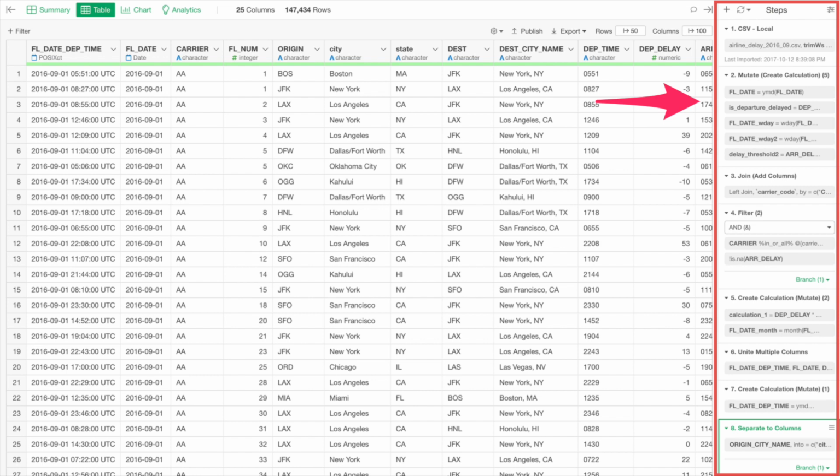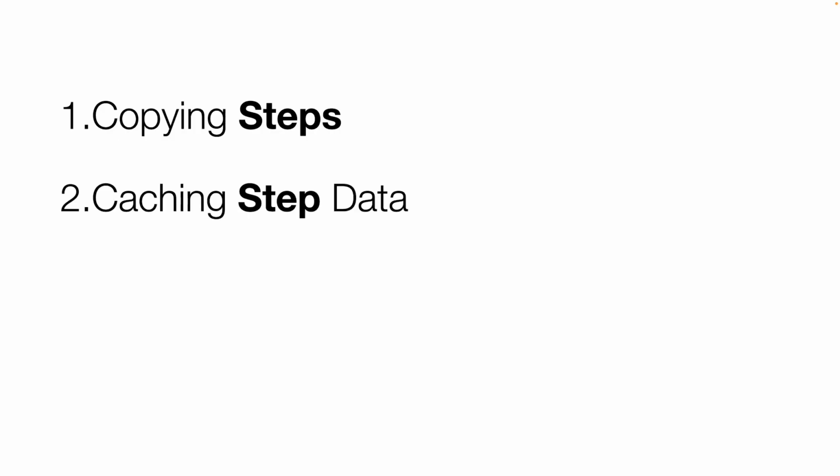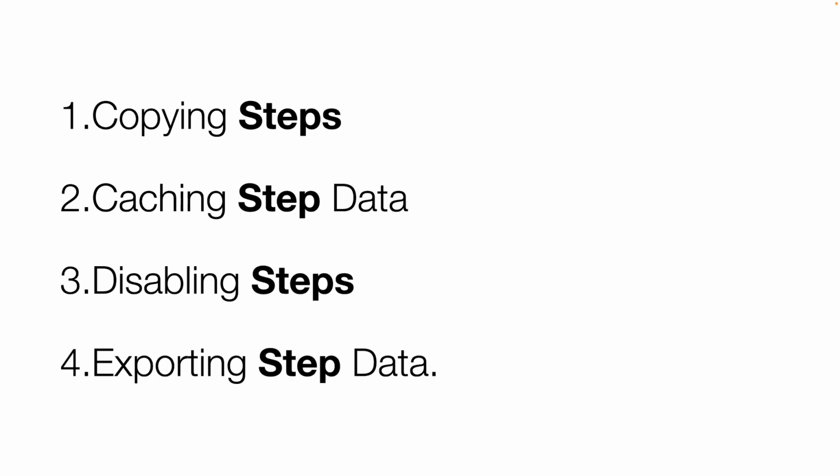There are 4 things that would make your data wrangling life better: copying steps, caching step data, disabling steps, and exporting step data. Let's start with the first one, copying the steps.